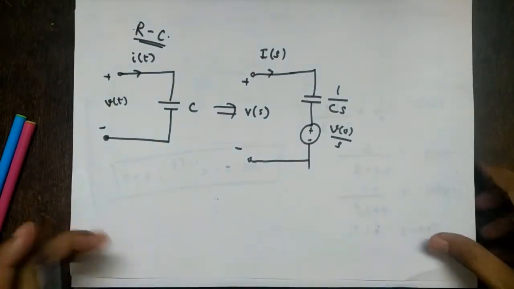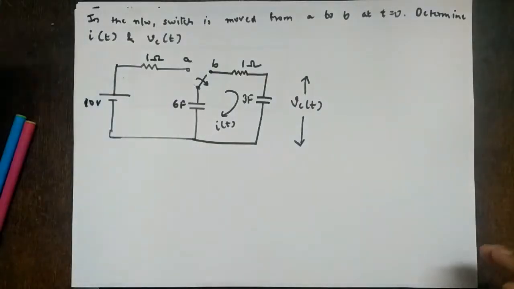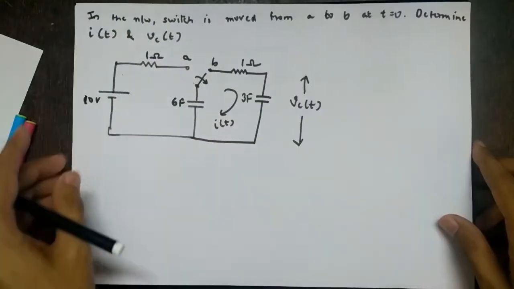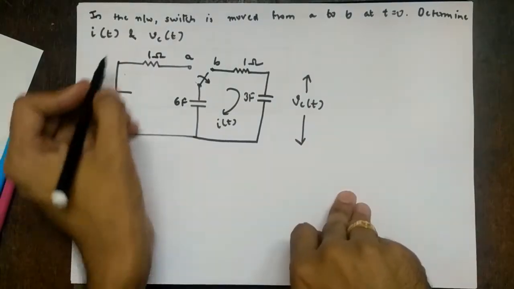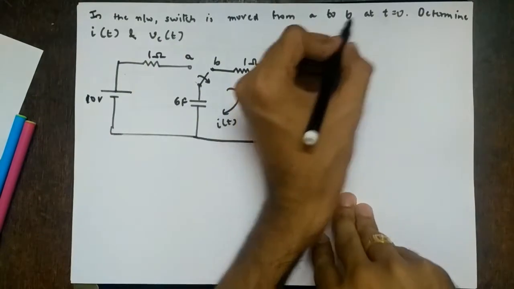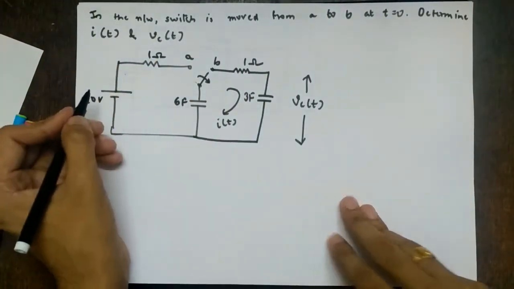We had done this using KVL, so you don't need to add this. I have just revised it. So let's straight away jump to numericals. The question goes like this: in the network, the switch is moved from A to B at t equal to 0. Determine I of t and Vc of t.